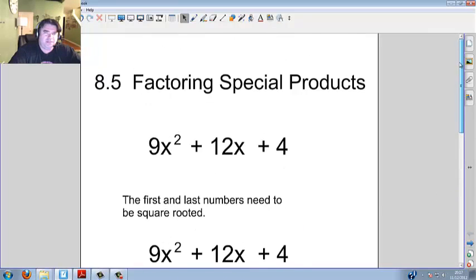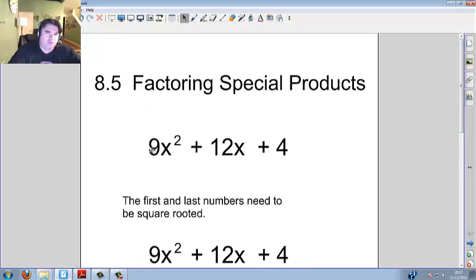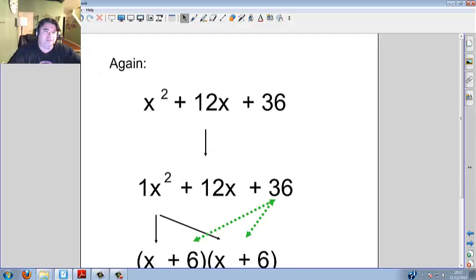Again, how did we notice this? Well, we notice how the 9 was rootable and the 4 was rootable. The 3 and 2. And think to yourself, 3 times 2 is 6, and 2 6's make 12. And that's how you do that.